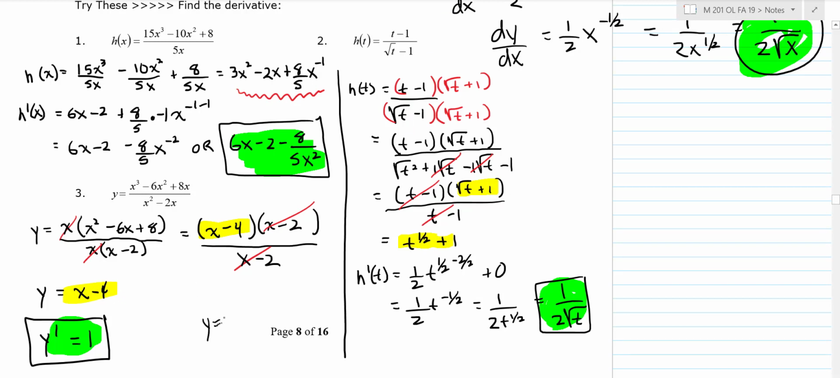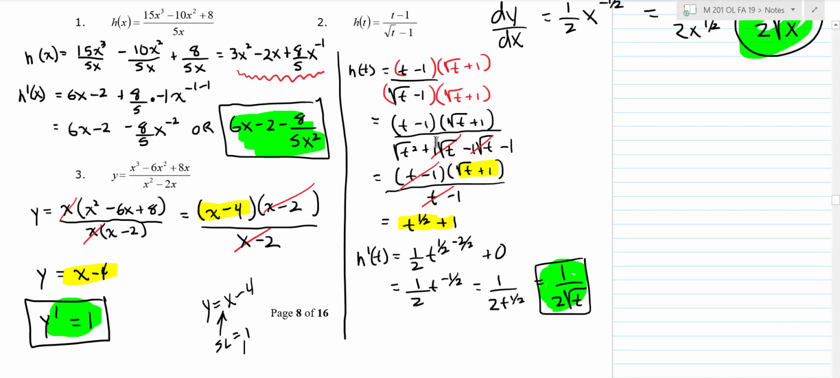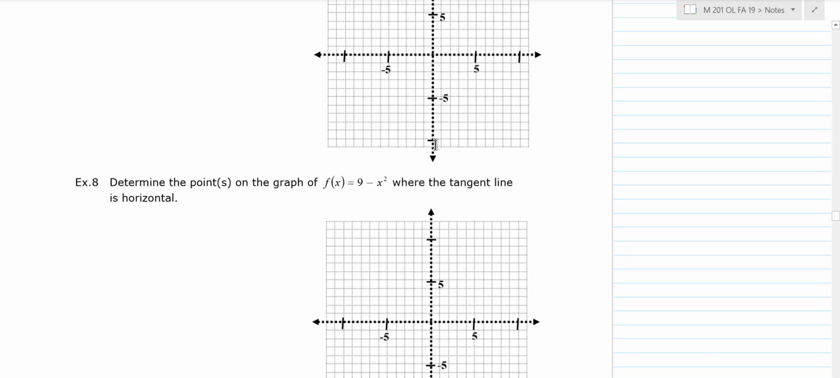Okay, remember this is a line. Y equals x minus 4 is a line. And the slope is 1. Okay, so that derivative, once you got it simplified, was 1 on that. So all these problems have in common the quotient. You have quotients. Try to simplify first if you can. You can't always do that. And if you can't, then we have a rule that we're going to learn called the quotient rule.